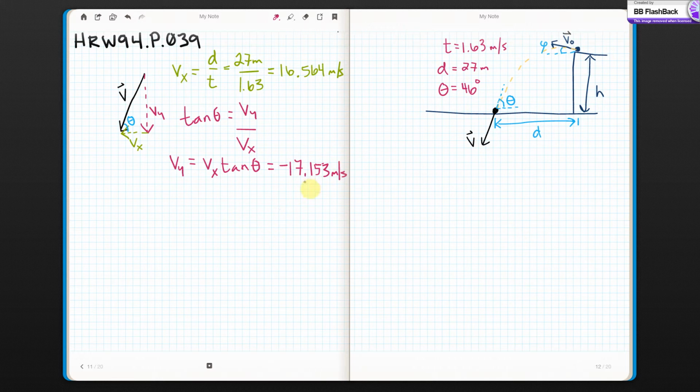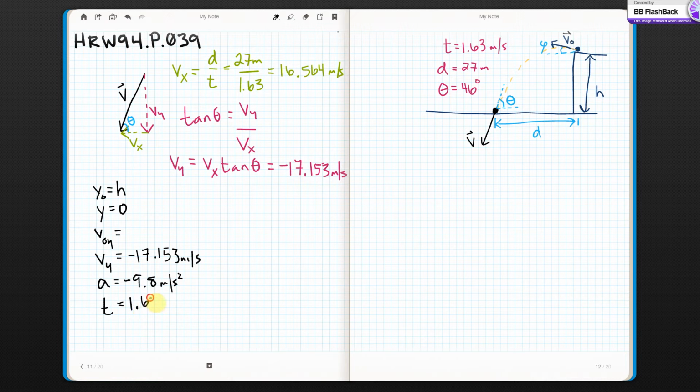So if I put together all of the stuff that I know in the y direction, let's go back to black here. Well, I know it's going to end up on the ground. Oh, sorry. It starts at a height h, so I'm going to put that as an h. I know it ends up on the ground, so its y after the time t should be 0. I don't know what its initial velocity is when it leaves the roof, but I do now know that Vy is negative 17.153 meters per second. I also know acceleration. Acceleration is negative 9.8 meters per second squared, and I know the time. The time it took to fall, they gave me 1.63 seconds.